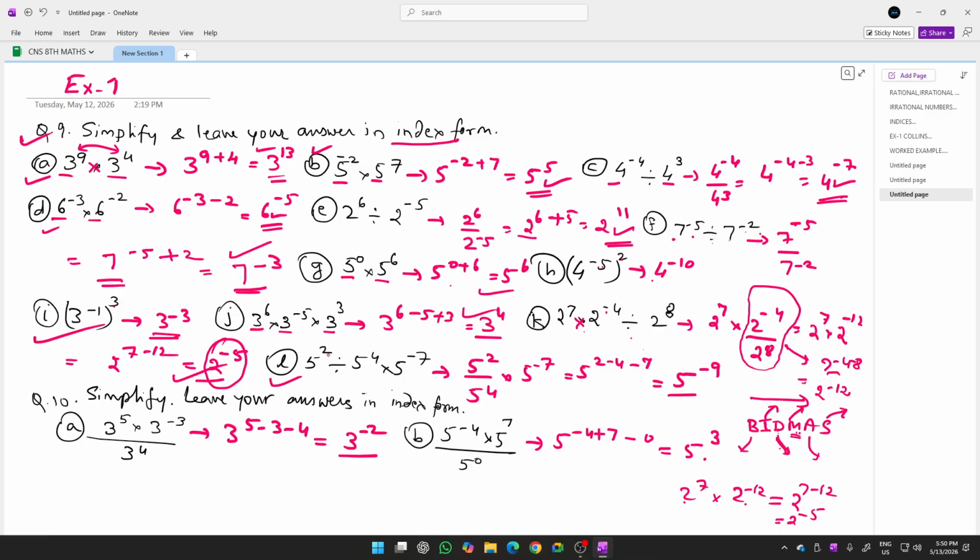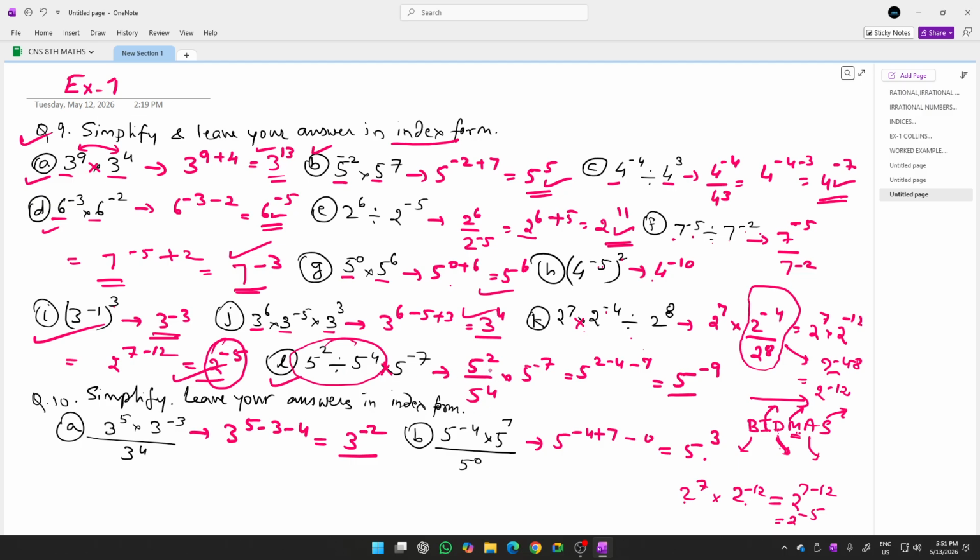Now L is 5 raised to 2 divided by 5 raised to 4, and then there is a multiplication of 5 raised to minus 7. So again you have to follow BIDMAS, so you have to do division first. So do this part first. So this part can be written as 5 raised to minus 2 divided by 5 raised to 4. Is it minus 2? No, it is plus 2. So 5 raised to 2 divided by 5 raised to 4.